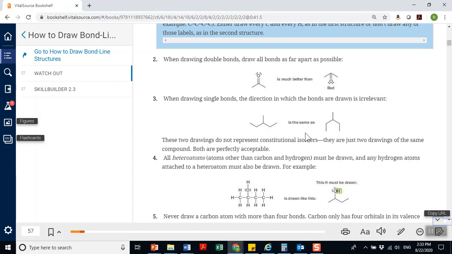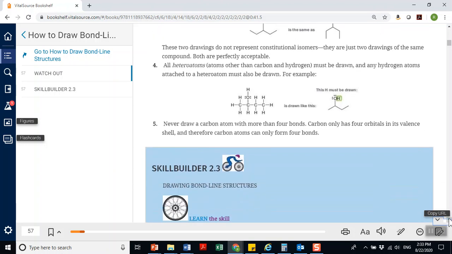And this becomes a lot easier when we start naming. These two will have the same name, and so you know that they're the same. Sometimes it's a little hard to visualize which molecules are isomers and which molecules are the same or identical. And then down here, whenever you have a heteroatom, and remember that heteroatoms are just non-carbon or hydrogen atoms, like an oxygen or nitrogen, if that's bonded to any hydrogens, you need to actually draw those hydrogens in.